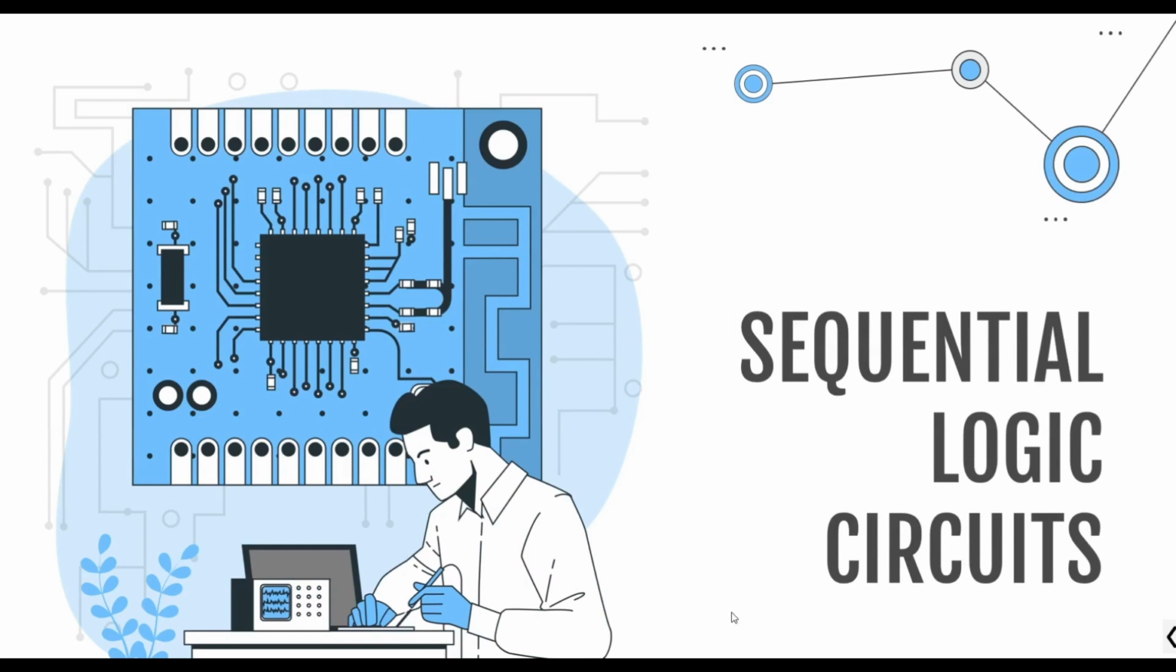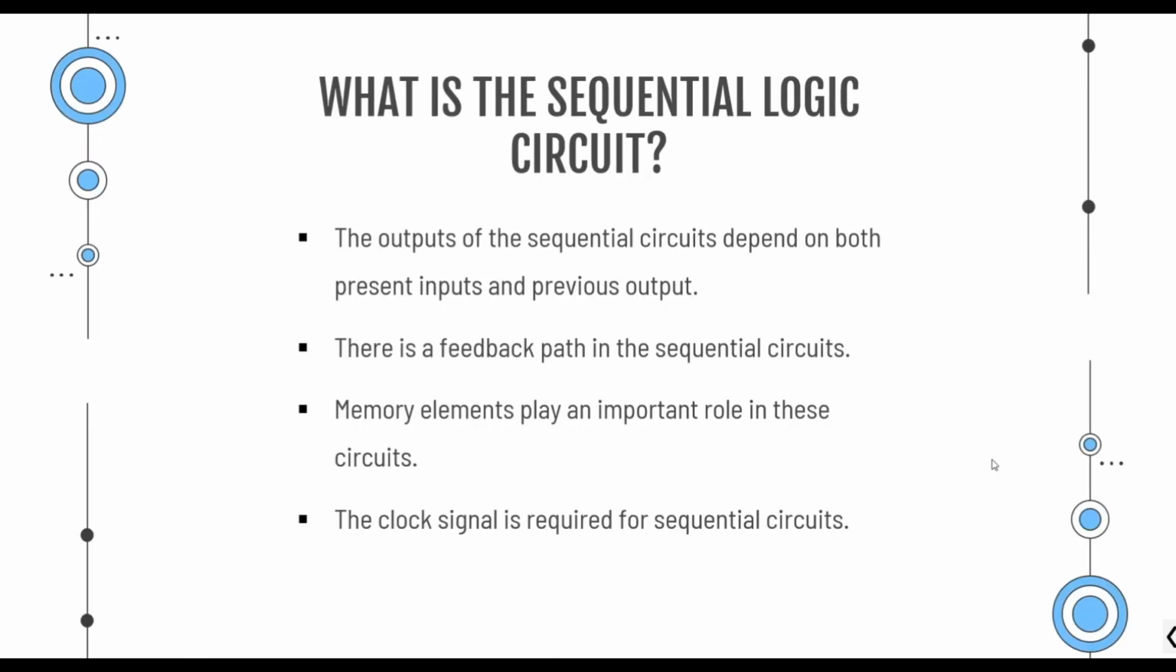In this chapter, we are going to talk about sequential logic circuits. First, what is a sequential logic circuit? Sequential logic is a special type of circuit that has a series of inputs and outputs, and the special thing is the output of a sequential logic circuit depends not only on the present input values but also on the past outputs. So this has some form of memory.